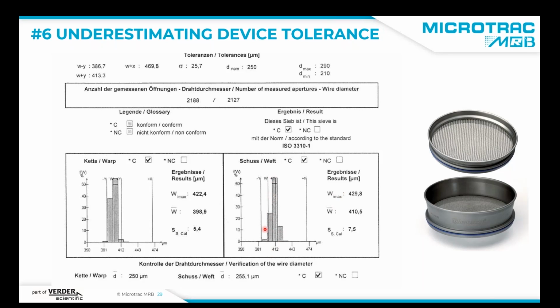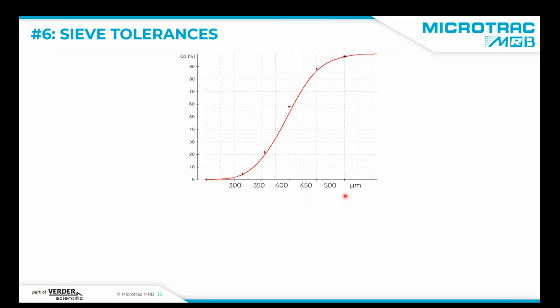Here you can see the distribution of the aperture. The consequence of this is that you see here we have some holes that are larger than 400 micrometers, and this will allow particles bigger than 400 to pass this sieve. They will not be retained. If you sieve long enough, they will find the big holes. Let's see what the consequence is.